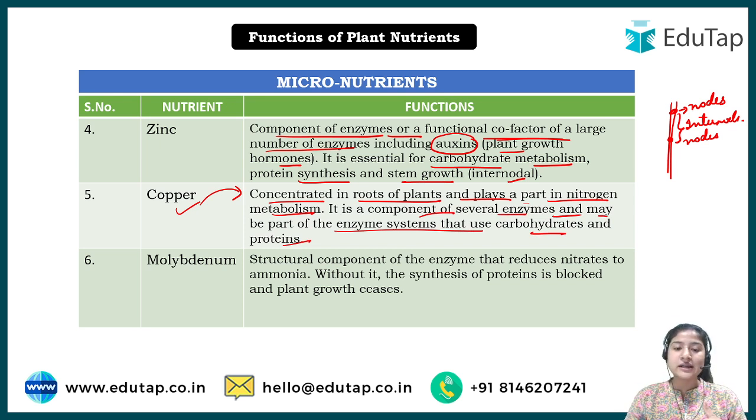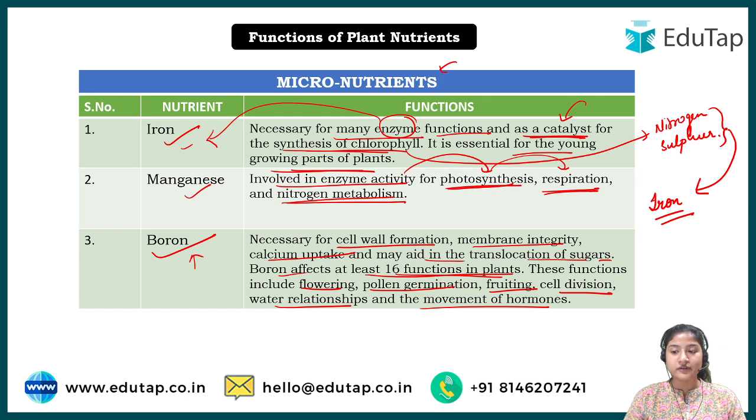In such things you must remember, for example, what we covered earlier, that iron acts as a catalyst for chlorophyll. So this point you should know, right? Similarly, there are specific things that you can see here that you should know. For example, boron helps in the movement of hormones.